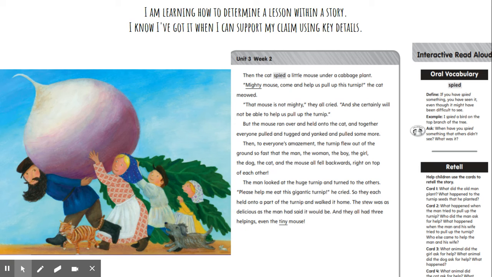Do you think maybe the people will feel kind of bad that they were so mean about the mouse? I know if I said something mean that was not true about someone, I would definitely feel a little guilty.